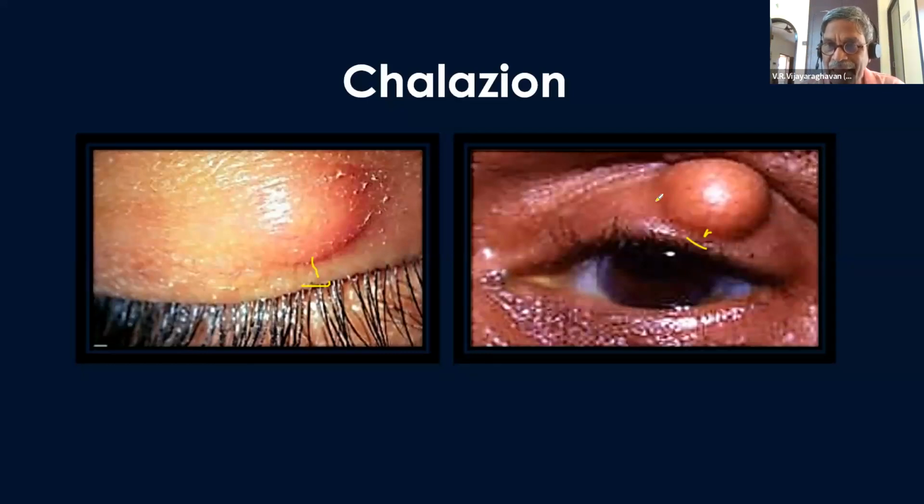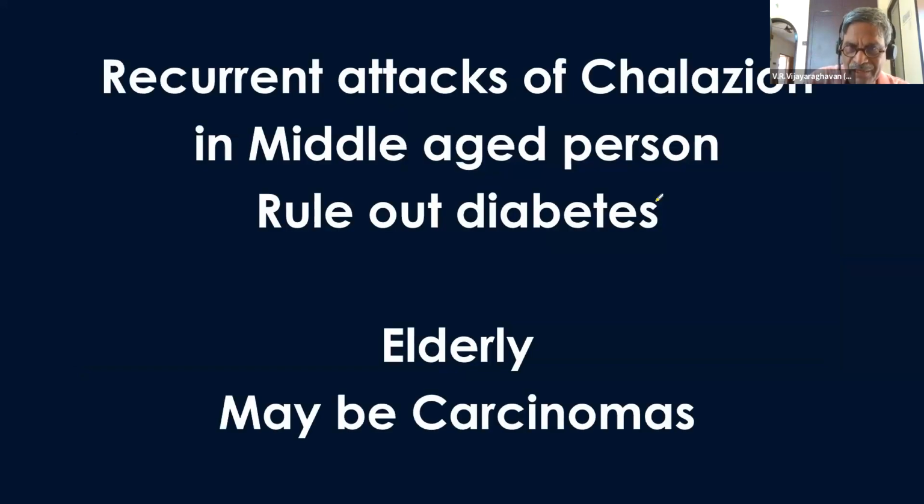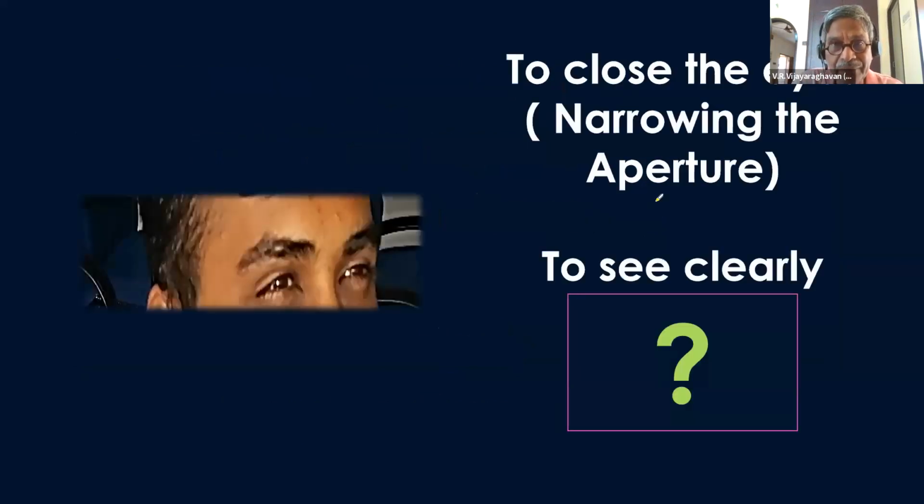But in a middle-aged person, around 40 years old, who is getting attacks of chalazion frequently, think he may have diabetes. With the same problem of recurrent chalazions in elderly persons, above 60, think about carcinoma. Meibomian gland carcinoma, a sebaceous gland carcinoma, may be present. These suspicions can guide us to investigate further.